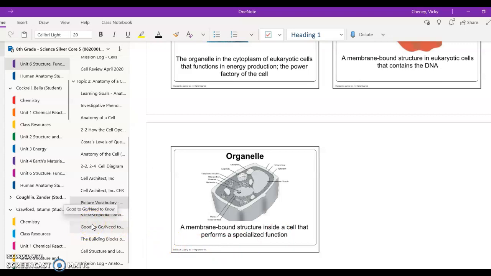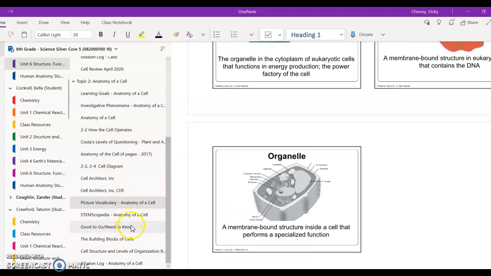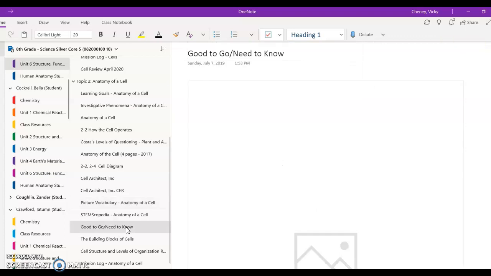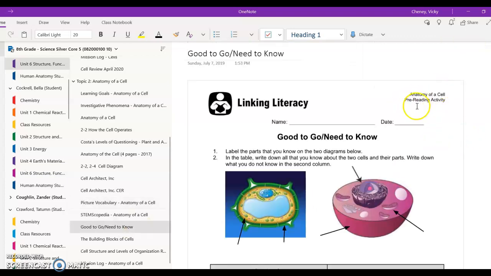And before you start to read the STEMScopedia, I would like for you to look over here at your list. I know they're not quite in order, but I would like for you to click on the pre-reading, which is good to go or need to know. And you can see over here where it says anatomy of a cell pre-reading activity. So the instructions tell you to label the parts that you know on the two diagrams below.